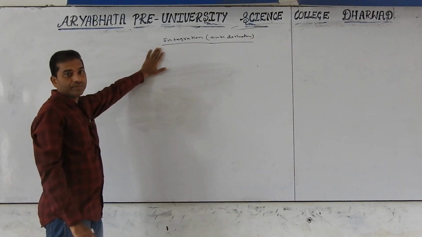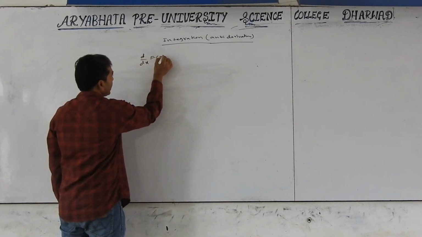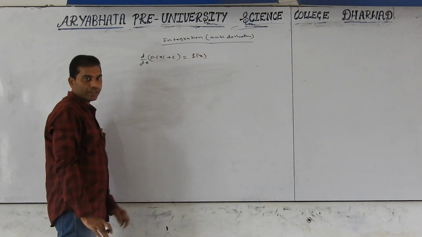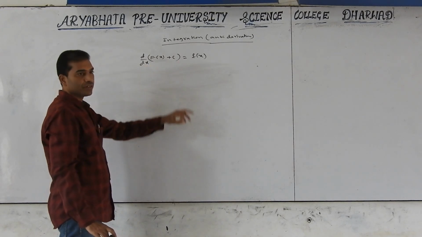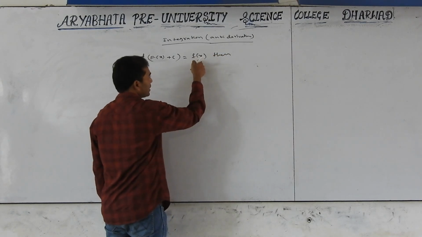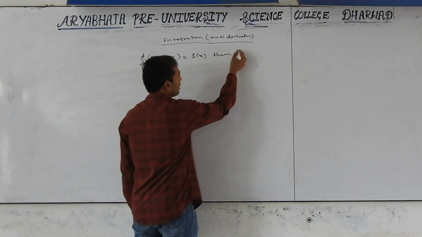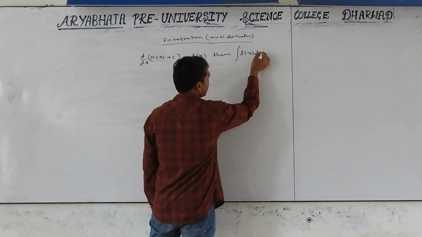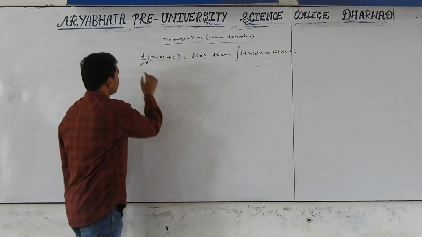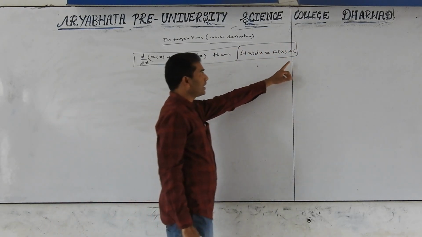The definition of integration yesterday. Okay, d by dx of F of x plus c equal to small f of x. Let d by dx of capital F of x plus c equal to small f of x. Then the antiderivative of f of x is capital F of x plus c. It is written as integration f of x dx equal to capital F of x plus c, where c is called the arbitrary constant.